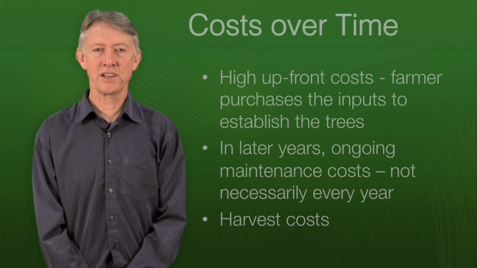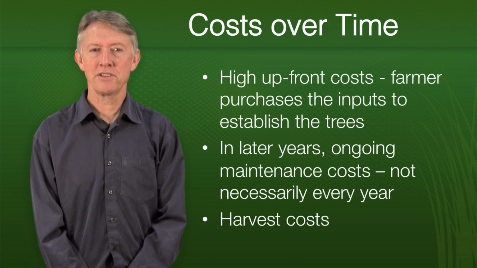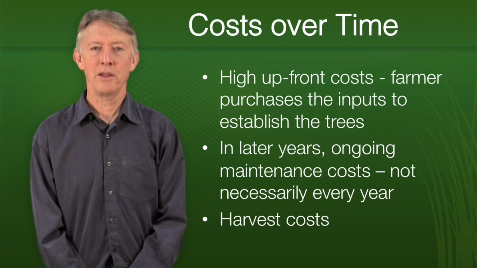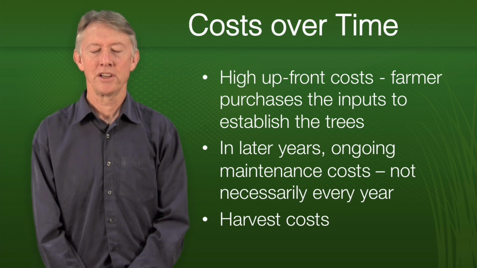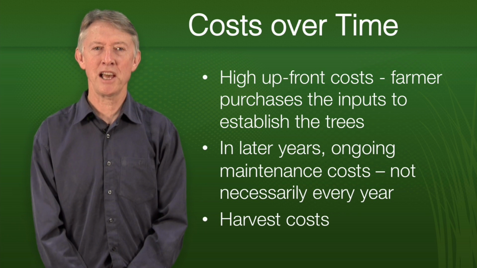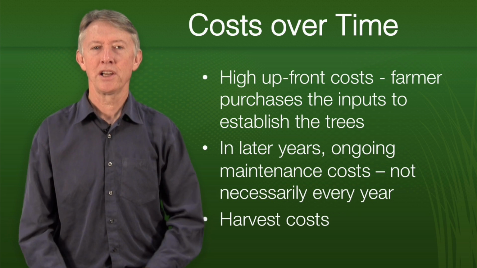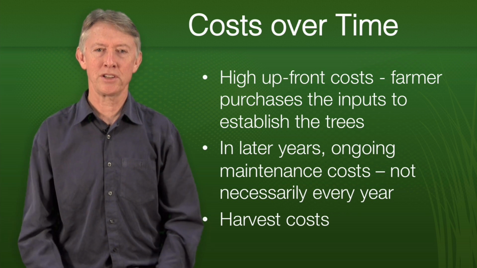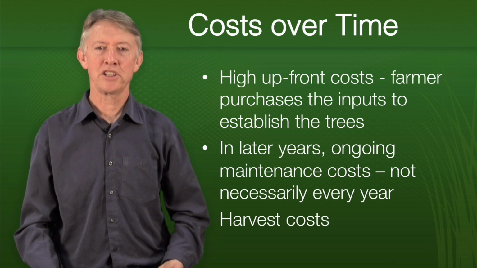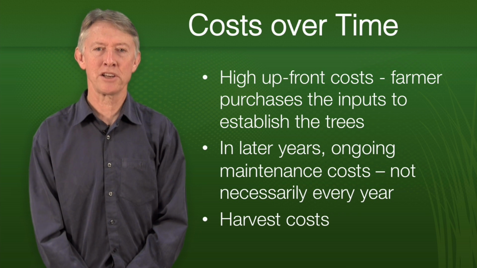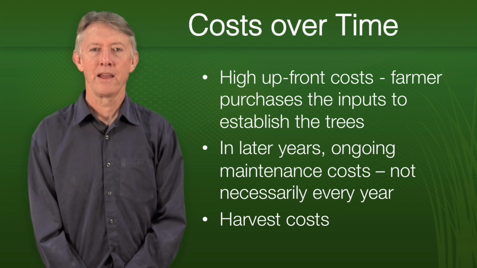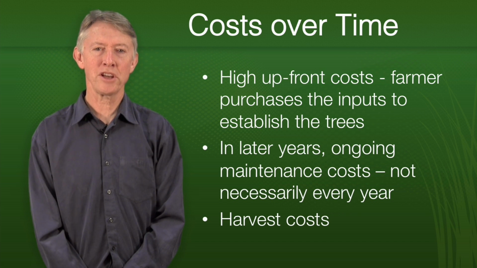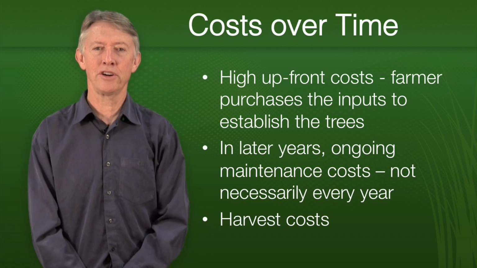Okay, let's look at costs now, and costs also tend to vary over time. In particular, most projects involve a significant upfront cost. So with our tree belt example, farmers need to purchase the inputs to establish the planting of trees. They need to put the time into doing that. So there are quite large costs at the beginning of the project. But then there may also be smaller costs later on as well.